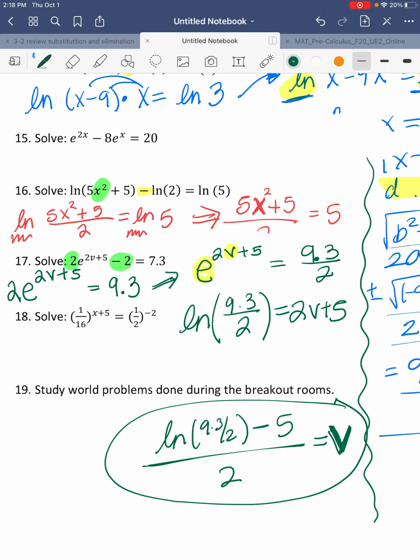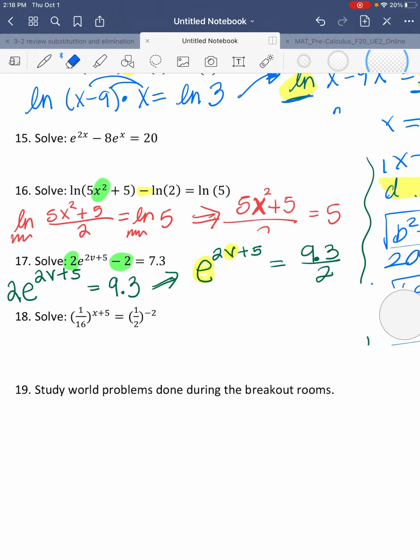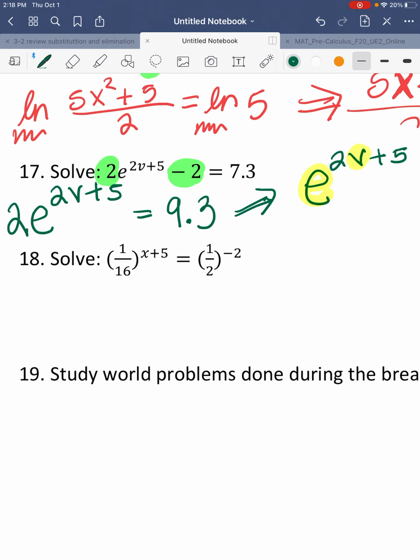So now we are going to do the last one. Solve an exponential equation. First of all, I notice that I have a fraction. The 1 over 16, I can change it to 16, but I must put it as a negative 1. 16 to the negative 1. And don't forget the exponent, which is x plus 5.